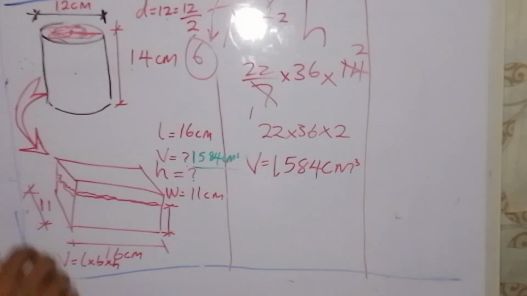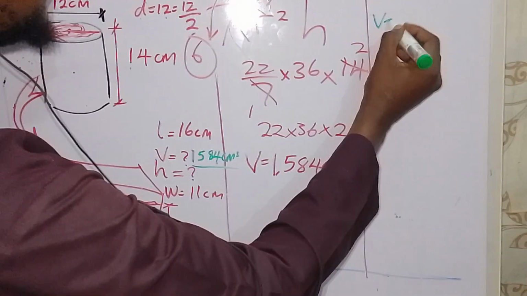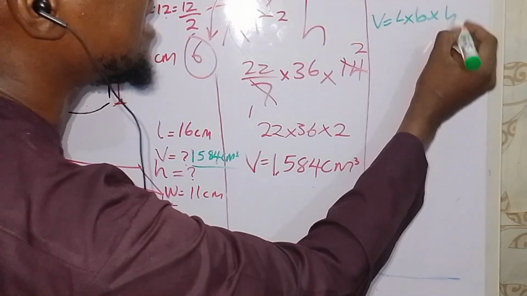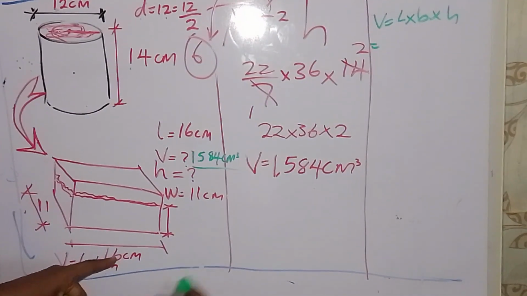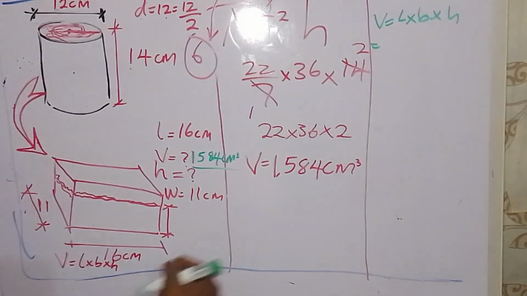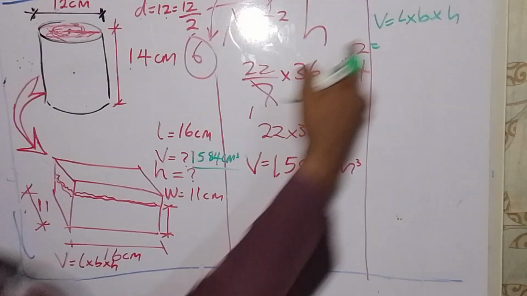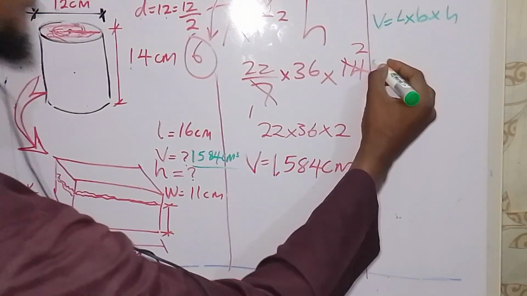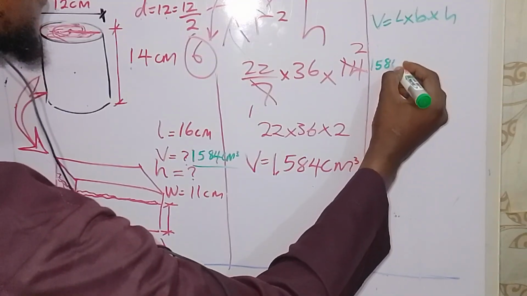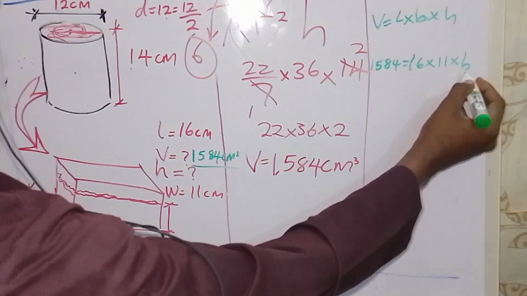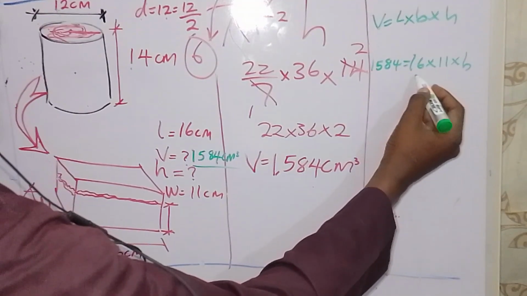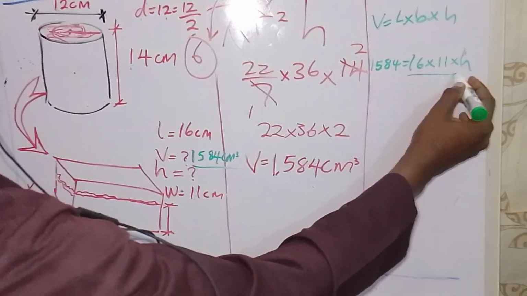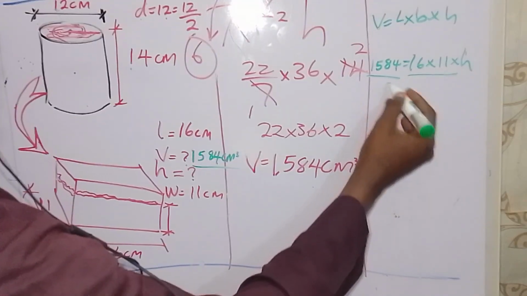What do we do to find the height? We know that volume is equal to length times breadth times height. The length is 16, width is 11, and height is unknown. We're looking for the height, but we have the volume. So 1,584 equals length times width times height. So I divide both sides by 16 times 11.